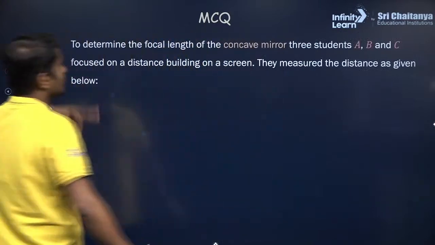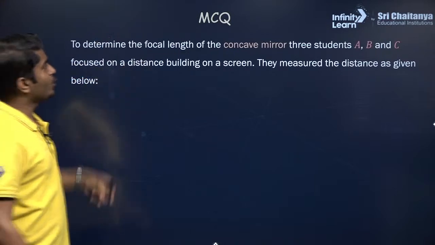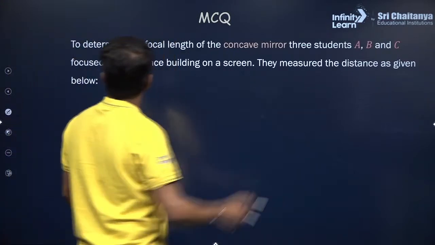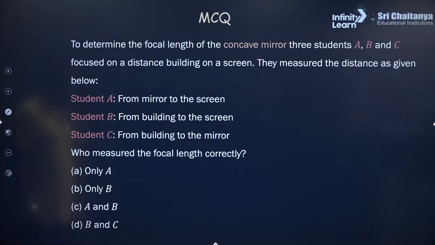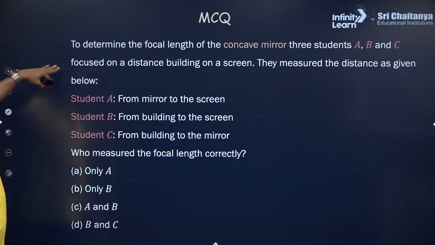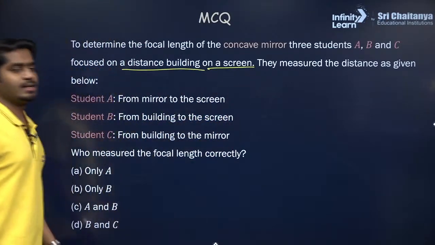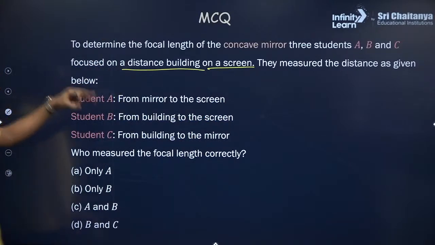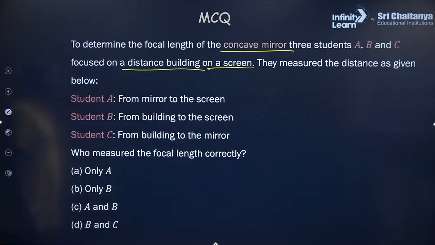There is not an MCQ, there is just a question. So determine the focal length of a concave mirror. Oh yeah, there is an MCQ. All right. There are 3 students A, B, C who focused a distant building on a screen. Okay, we have which mirror? Concave mirror. So they measure the distances as given below.